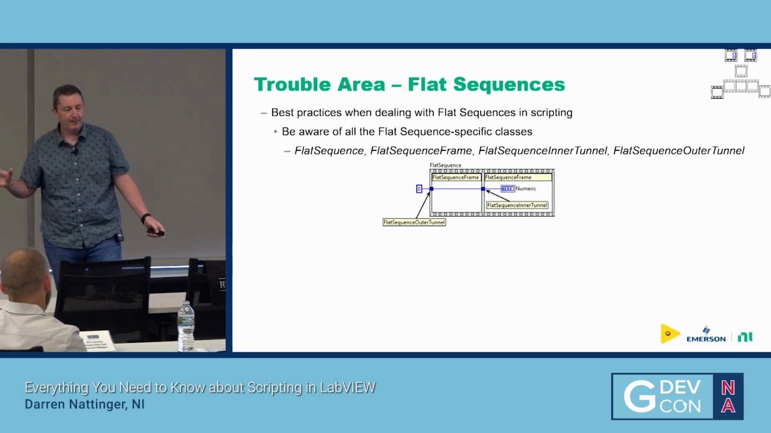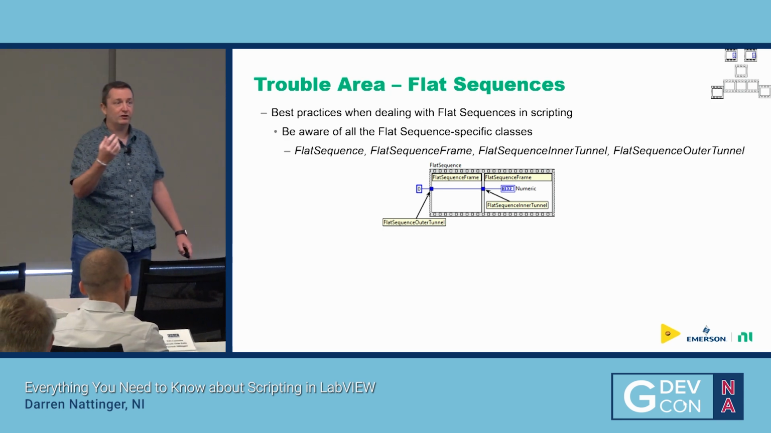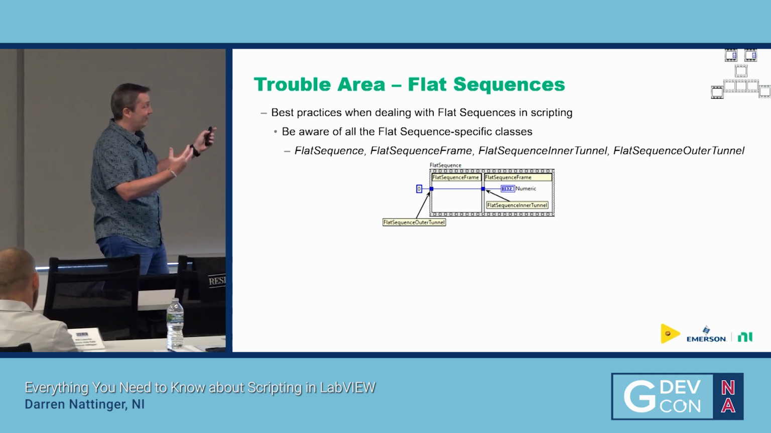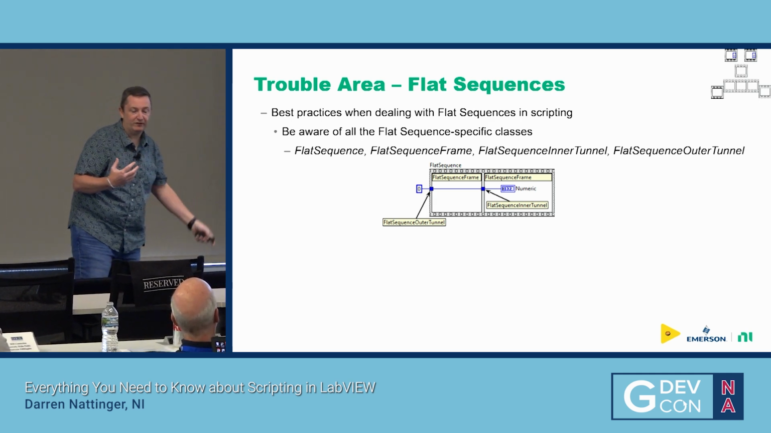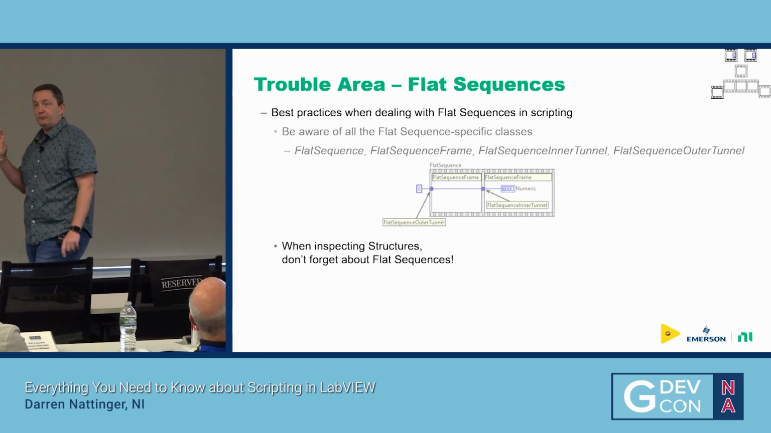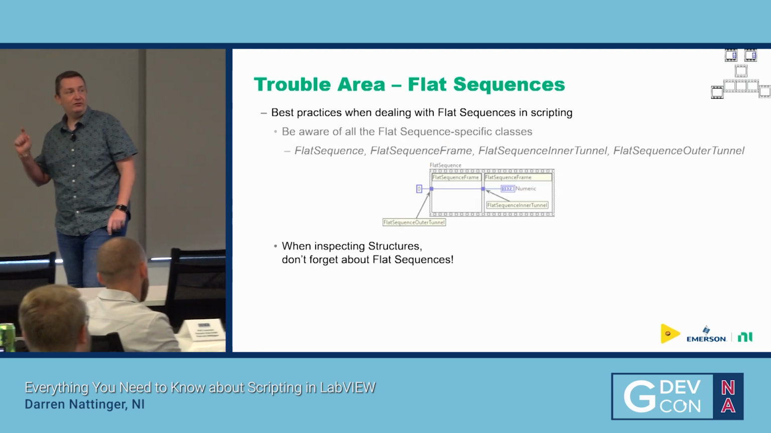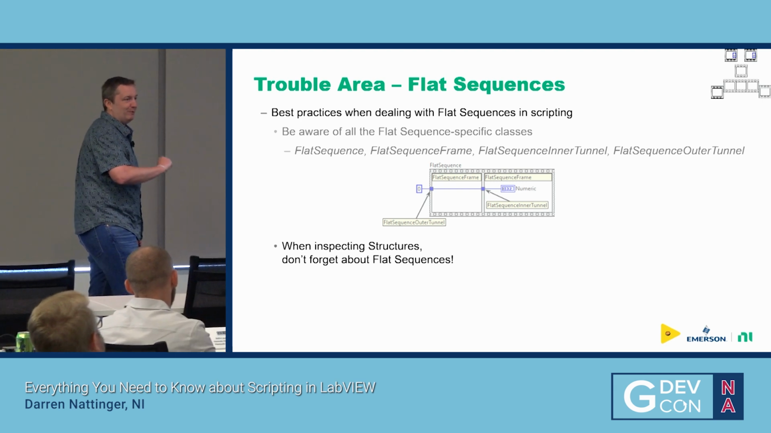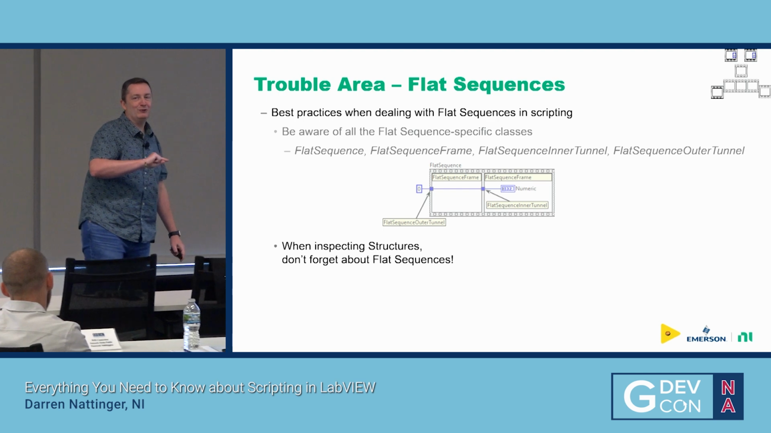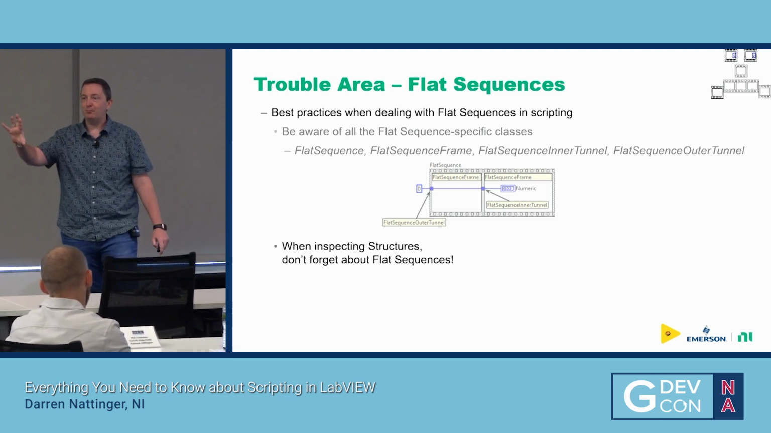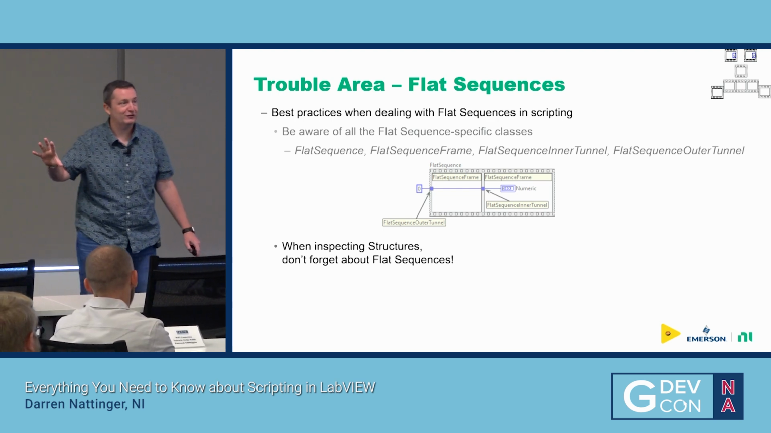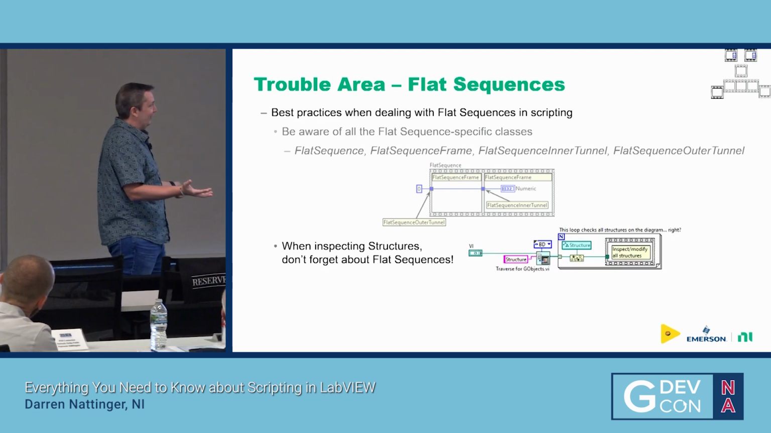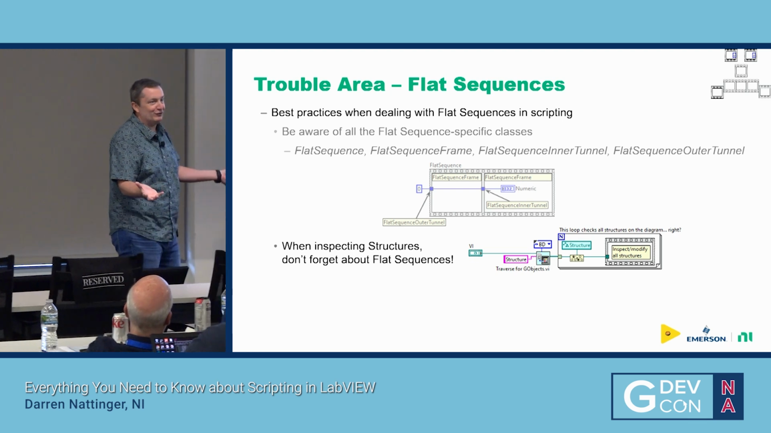So best practices when dealing with flat sequences in scripting: be aware of those weird classes that flat sequences have. They've got their own class for their tunnels. So just like the diagram thing, flat sequences have their own tunnels because they do weird stuff. When inspecting your code looking for structures, don't forget about flat sequences, which our good friend Sam Taggart forgot about in one of his recent scripting tools, where he was writing some scripting code that was modifying a property of all the structures on his block diagram.